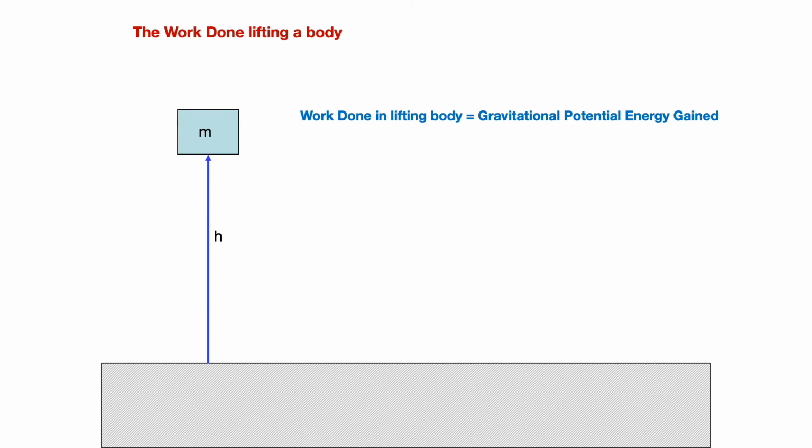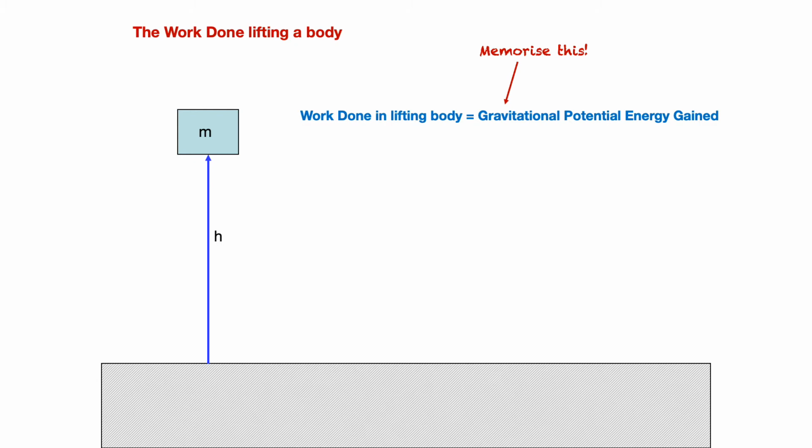So if I were to do 10 joules of work in lifting a body up, that 10 joules will be stored as gravitational potential energy. I know it's stored because if I let the body fall, that gravitational potential energy comes back out again as kinetic. This idea, work done in lifting a body equals gravitational potential energy gained, is very important in this part of the course, and you should memorize that word equation. You'll find it very helpful if you can memorize that.